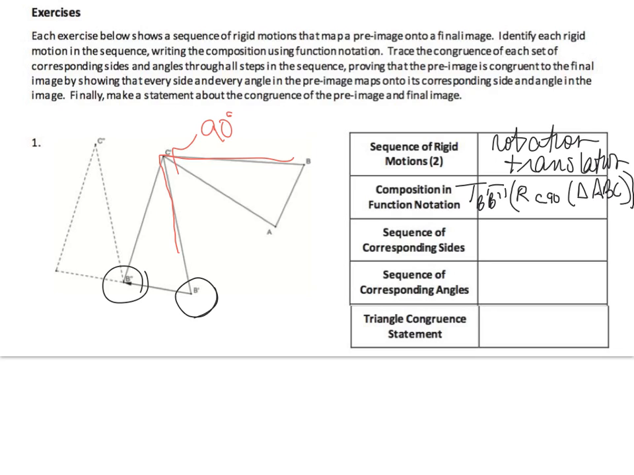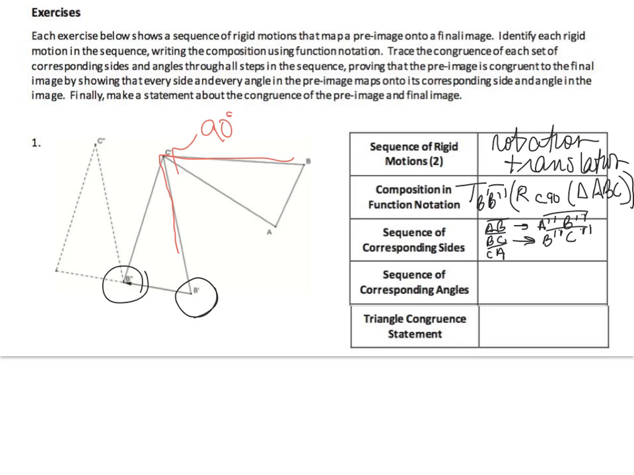Sequence of corresponding sides. Let's see. AB, BC, and CA. Those are all segments. AB goes to, I believe it's, let me look real close in the paper. AB goes all the way through a single prime to a double prime. So A double prime B double prime. BC goes to B double prime C double prime.